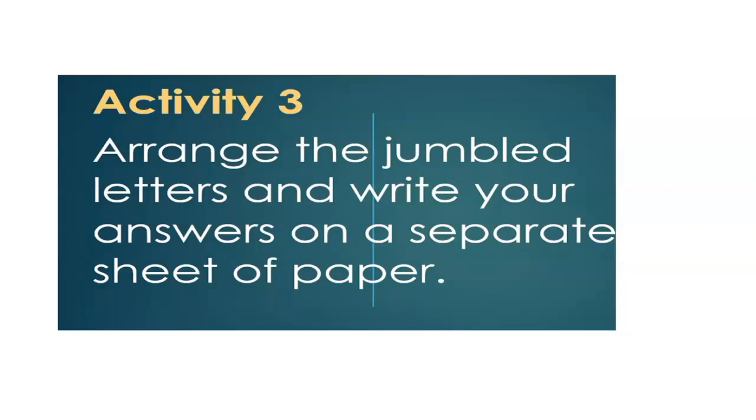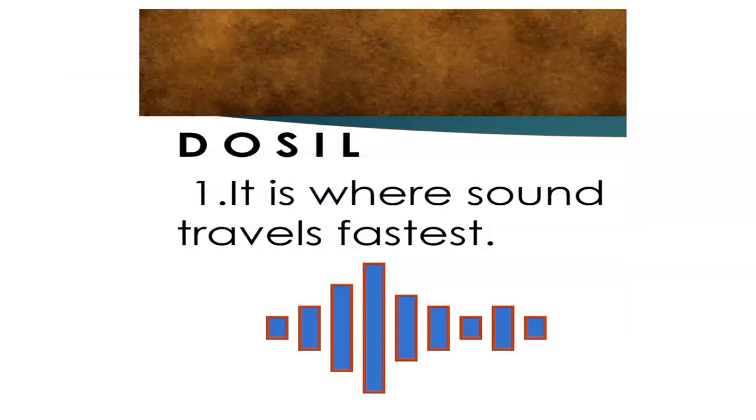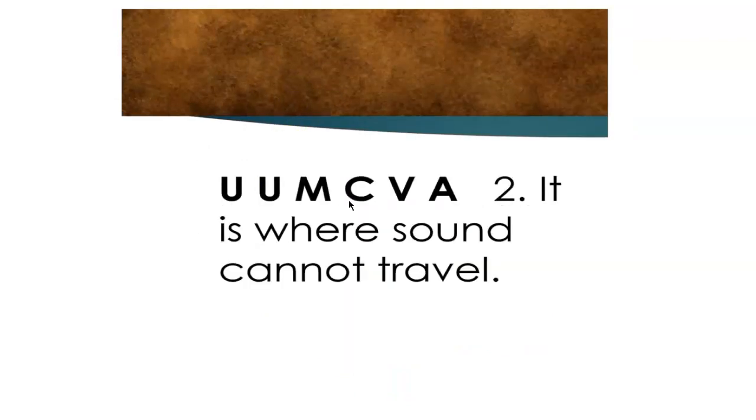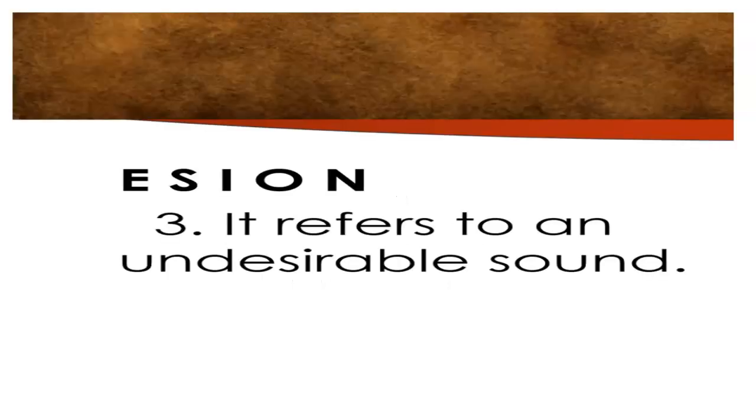So we have here Activity 3. Arrange the jumbled letters and write your answers on a separate sheet of paper. So, number 1, it is where sound travels fastest. What is this? A jumbled letter. Very good. Solid. Number 2, it is where sound cannot travel. Very good. It is a vacuum.